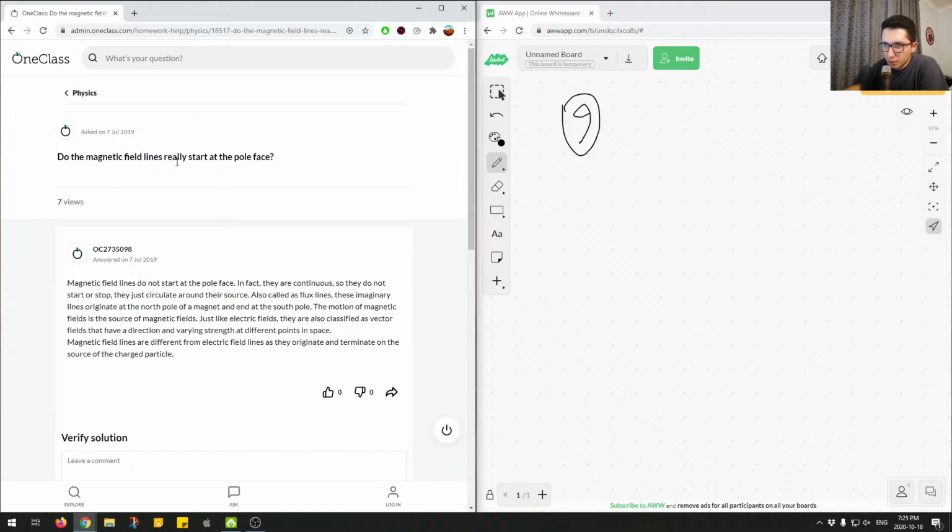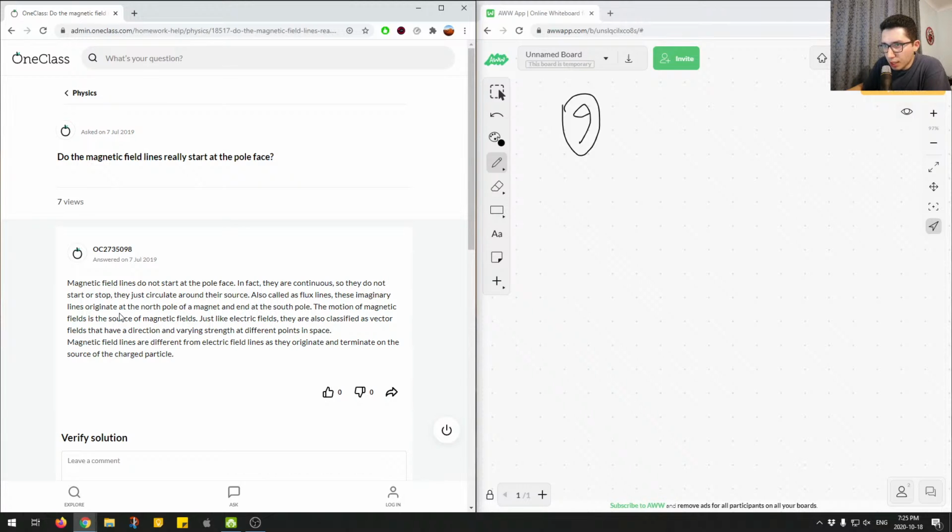So let's go through what the junior tutor said over here. Magnetic field lines do not start at the pole face. In fact, they are continuous. They do not start or stop. They just circulate around their source, also called flux lines. So there's another term for magnetic field lines.